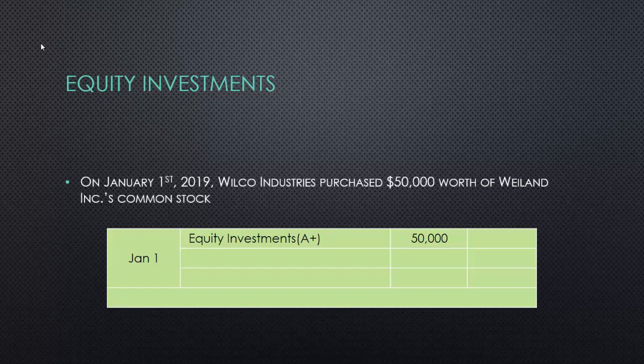What do you buy stock with? You buy stock with cash. So that gets credited for $50,000. And we purchased Wyland's common stock.